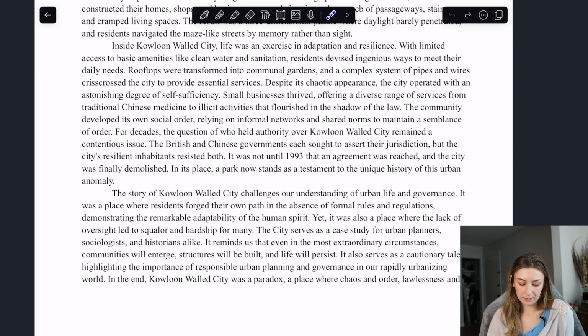So here we're going a little bit back to this whole idea that there are two governments that want it, but it seems like neither one of them is really able to keep control of this Kowloon Walled City. It's more like anarchist, it seems like. It was not until 1993 that an agreement was reached and the city was finally demolished. In its place, a park now stands as a testament to the unique history of this urban anomaly.